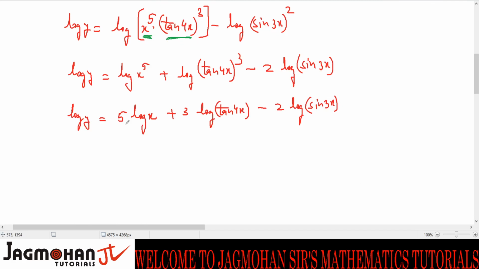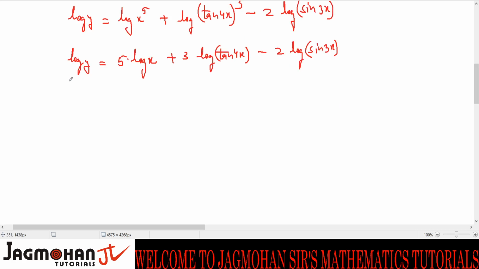See, now you find it has become so simple for differentiation. It has become so very simple. Now we will differentiate it on both sides with respect to x. This will get me d by dx of log y.